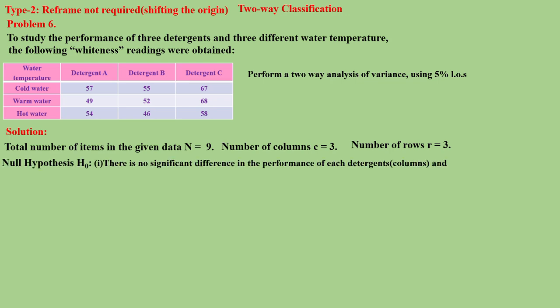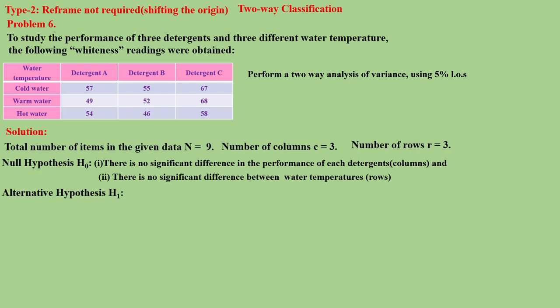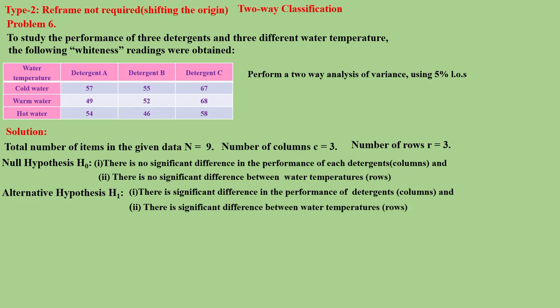Defining the null hypothesis: there is no significant difference between the performance of each detergent, and there is no significant difference between water temperatures. So the alternative hypothesis: there is a significant difference in the performance of detergents, and there is a significant difference between the temperatures. Now we are going to shift the origin of the given data to 55.